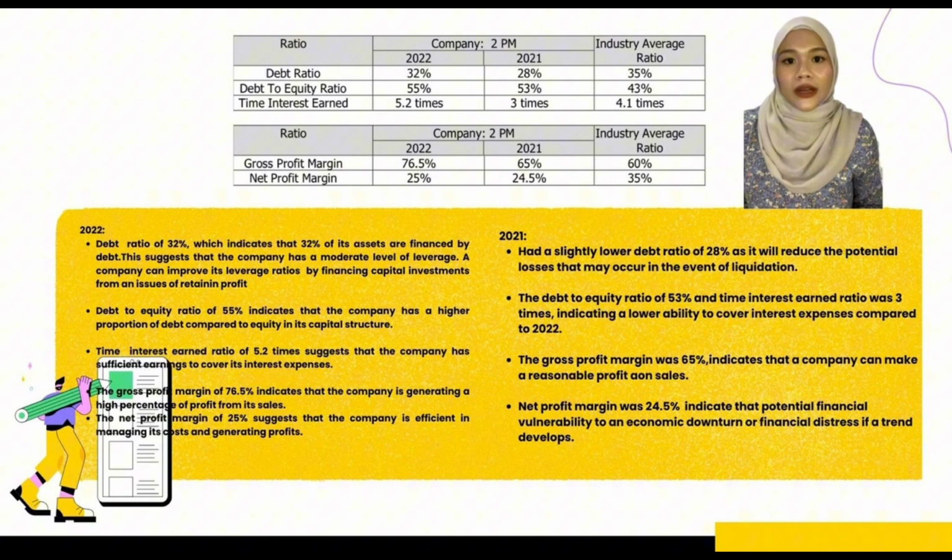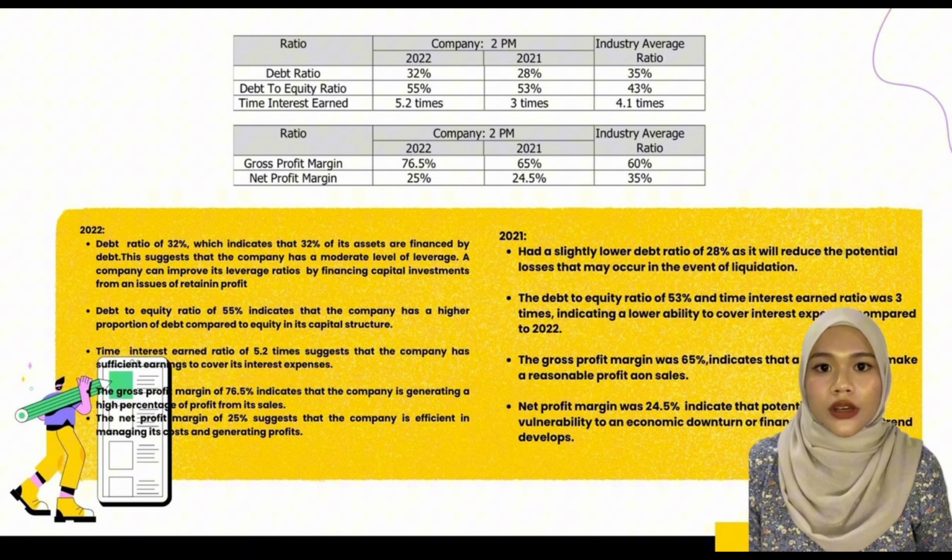The gross profit margin was 65%, which indicates that the company can make a reasonable profit on sales. And the net profit margin was 24.5%, indicating potential financial vulnerability to an economic downturn or financial distress if the trend develops.